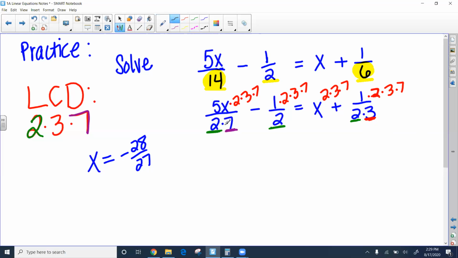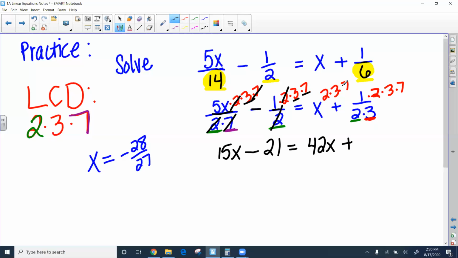Okay, so on this side, the 2's and the 7's divide out, and so we're left with 5x times 3, which is 15x. Then I have a minus sign. On this fraction, the 2 is the only factor that divides out, so I have 1 times 3 times 7, so that'd be minus 21. On this, it's not a fraction, so nothing divides out, so I have to multiply it all together. So x times 2 times 3 times 7, that would be 42x.